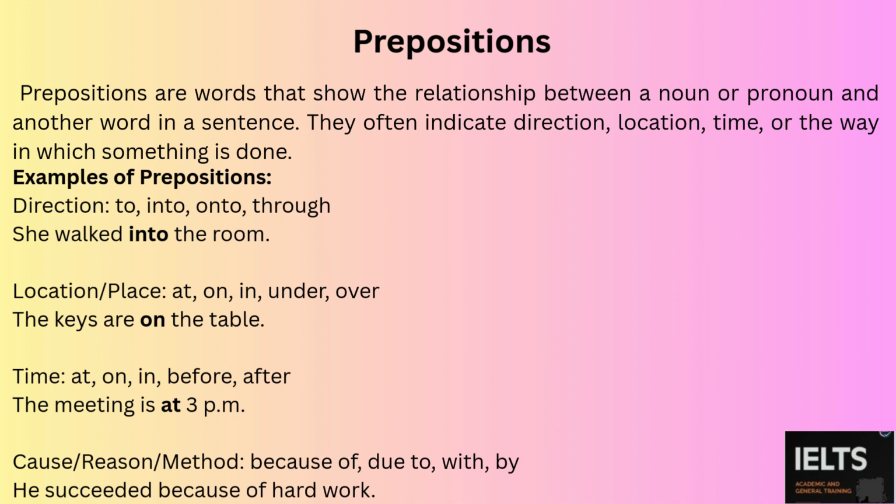Location, place: at, on, in, under, over. The keys are on the table. Time: at, on, in, before, after. The meeting is at 3 p.m. Cause, reason, method: because of, due to, with, by. He succeeded because of hard work.